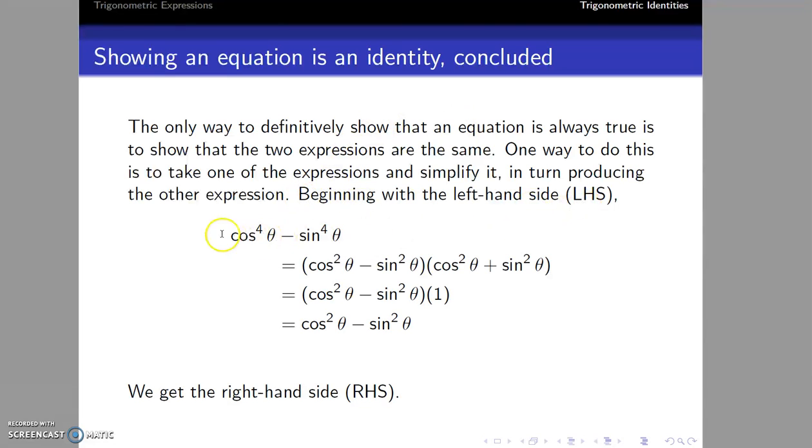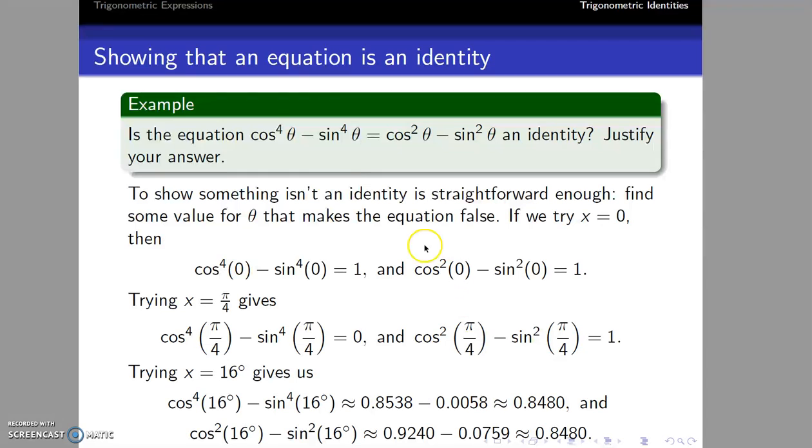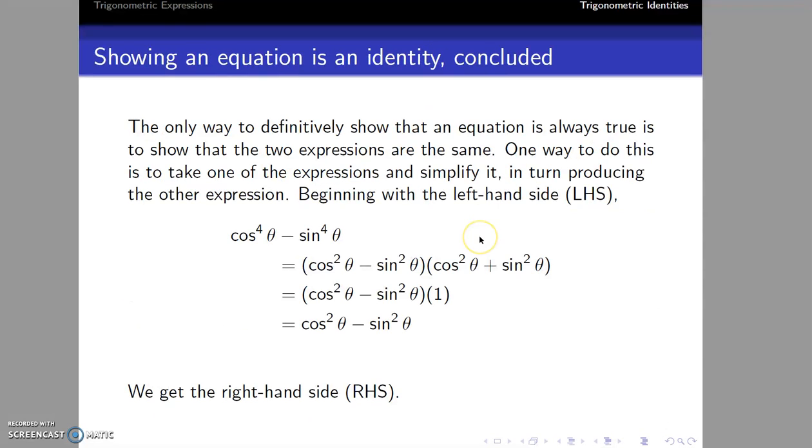I'm going to start with the left-hand side, which was the cosine to the fourth minus sine to the fourth of theta. That, again, is a perfect square minus a perfect square, a difference of perfect squares. I have a factoring technique I can use for that. So that leaves me with cosine squared minus sine squared times cosine squared plus sine squared. The second factor here is actually 1, right? That's the Pythagorean identity. So that leaves me just with cosine squared of theta minus sine squared of theta. But hey, that was the right-hand side. So we've actually shown that this thing is always equal to that thing. We have shown it's identically true.